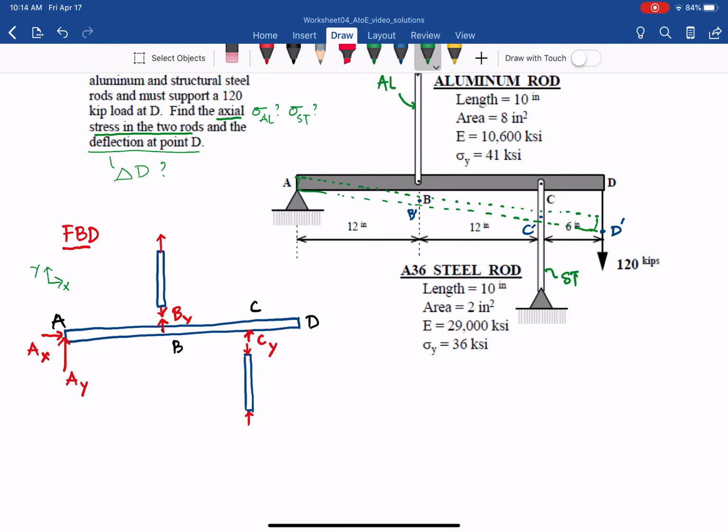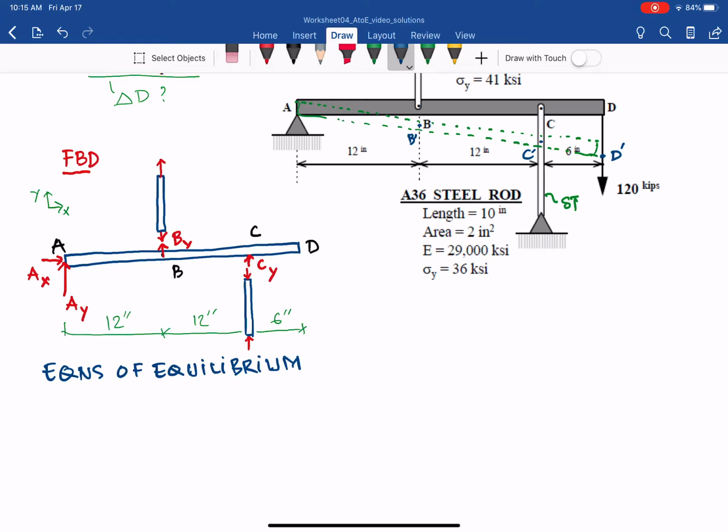So that's the free body diagram, and then we can go ahead and fill in all of the length information. That is 12 inches and 6 inches. From that we can go ahead and write the equations. So let's write the equations of equilibrium. Let's make it fast in here.